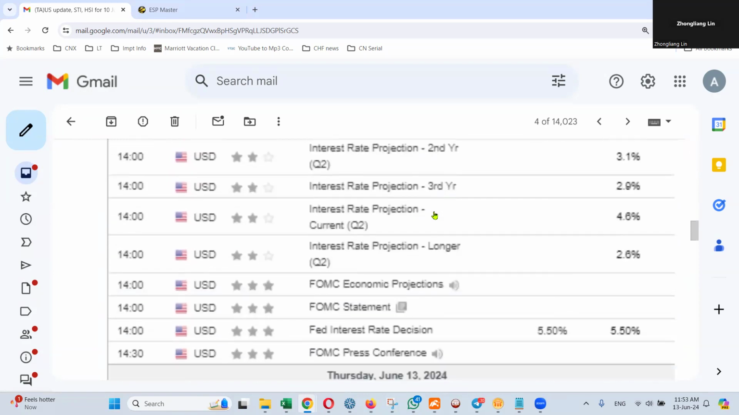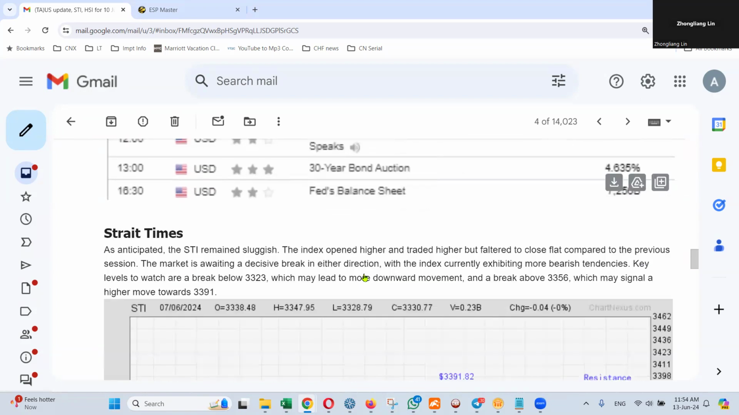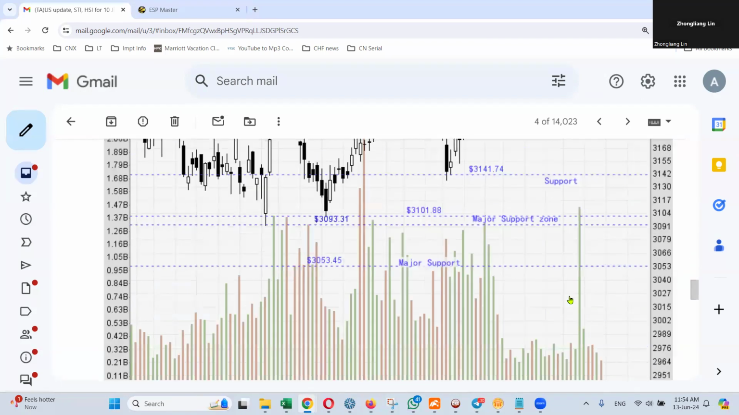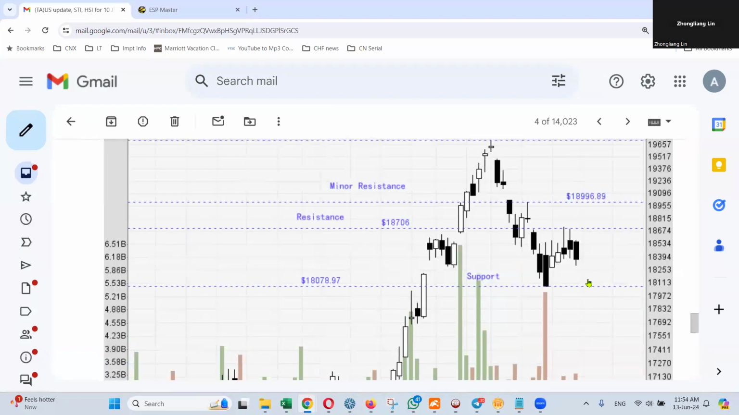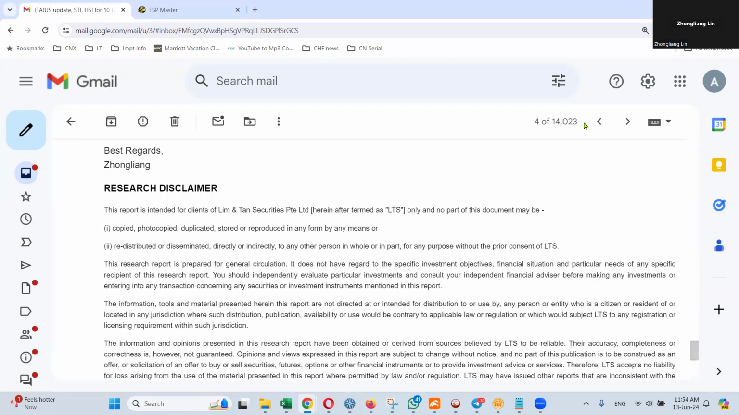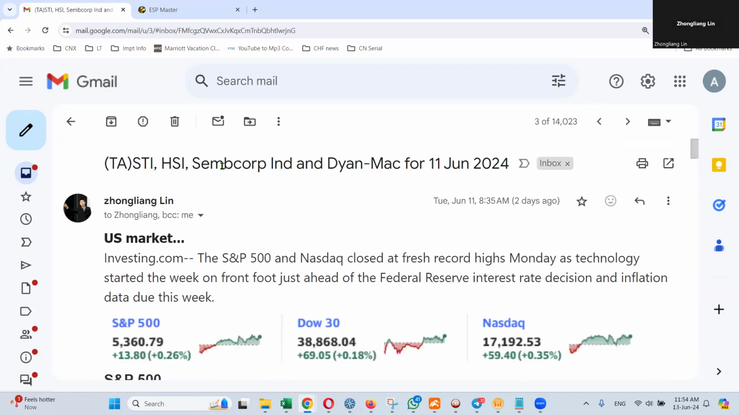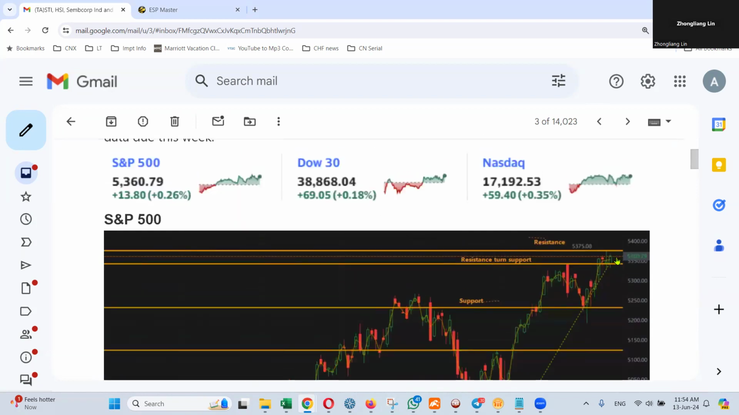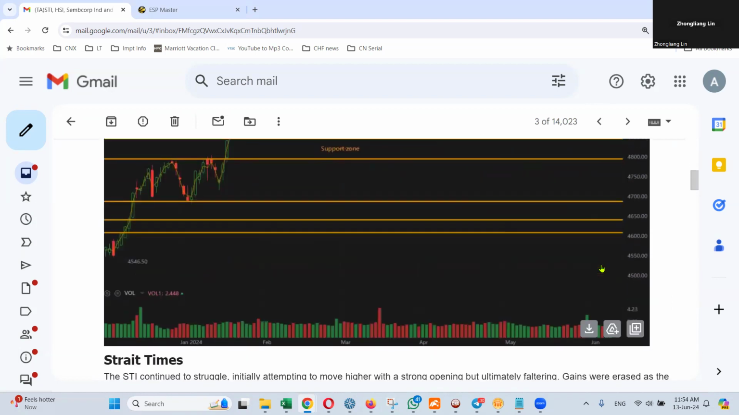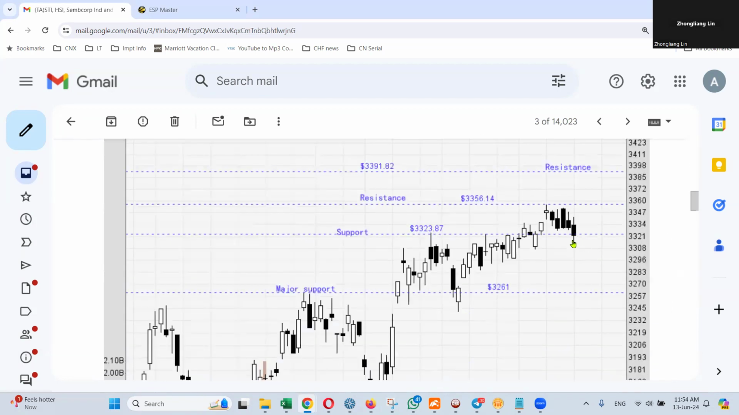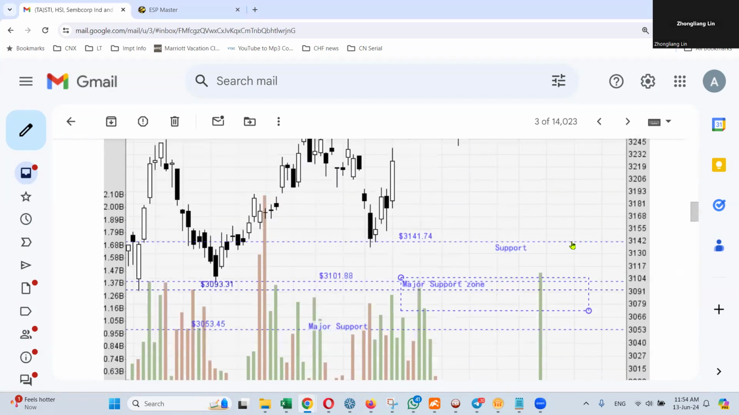What are you supposed to look out for the rest of the week? Okay, FOMC, which happened last night. And then STI continues to struggle. Hang Seng holiday, but you expect it to come down anyway because you see the follow through selling happened here. And yeah, no stops. And then we have Dynamek and Sengkang Industry, but you look at the S&P 500, no follow through selling. This is the key of bullishness. Okay, and then Straits Times continues to struggle, forever struggle lah, STI.